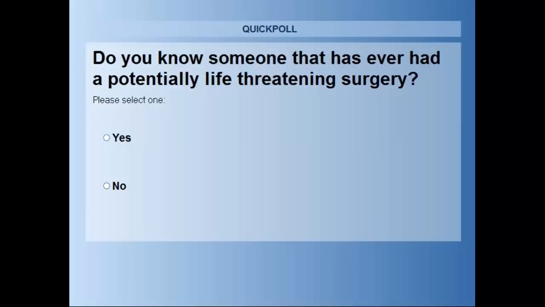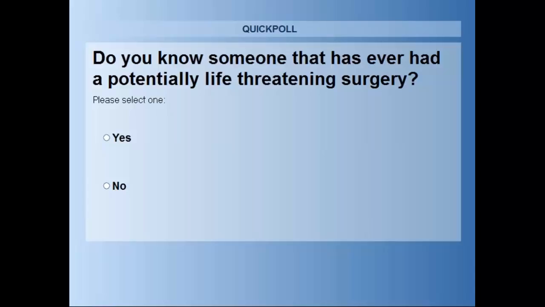All right, so do you know somebody that's ever had a potentially life-threatening surgery? Either that's yourself or a loved one, like a grandfather or a close relative, or close friends? I'm sure we're going to get a lot of yeses on this one. Almost everyone knows somebody. I was just thinking back to my own childhood. I had grandfathers that were in the hospital a lot. As they age, it seems like you're there more and more.